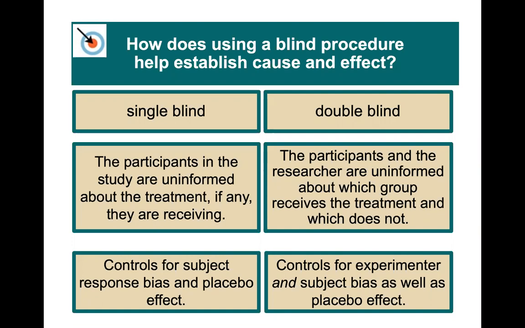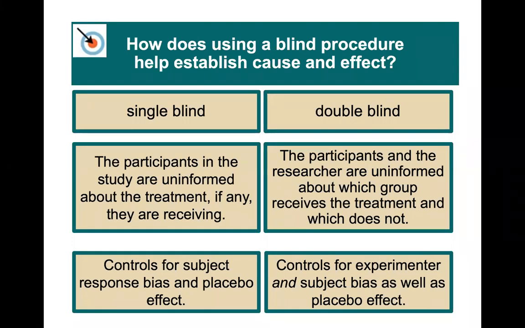So in a single blind study, the participants in the study are uninformed about the treatment, if any, they're receiving. This controls for subject response bias and the idea of the placebo effect. In a double-blind study, the participants and the researcher are both uninformed about which group receives the treatment and which does not. This controls for experimenter and subject biases as well as the placebo effect.